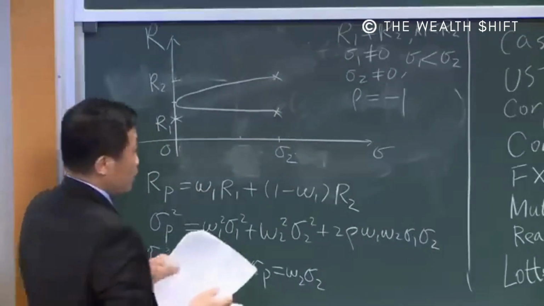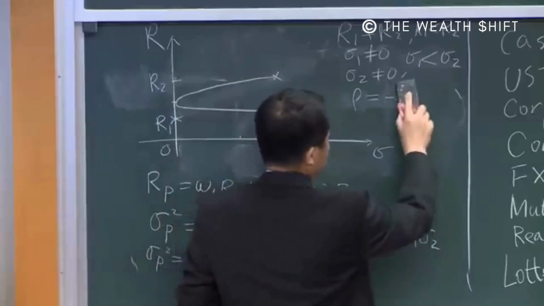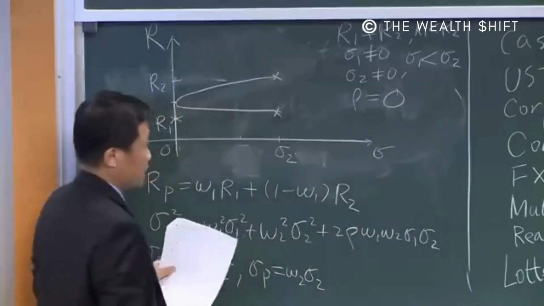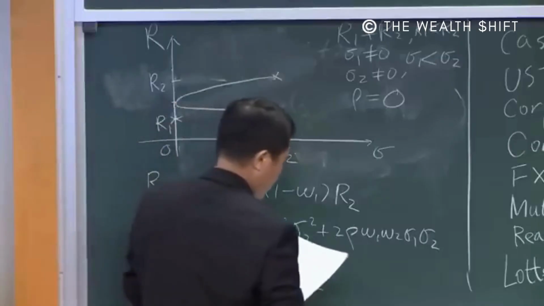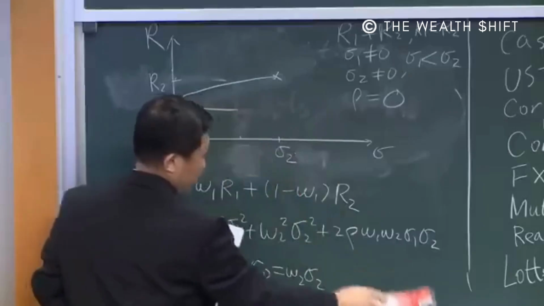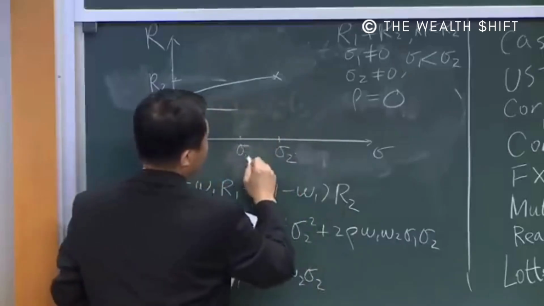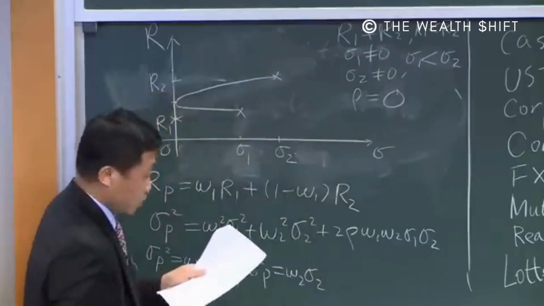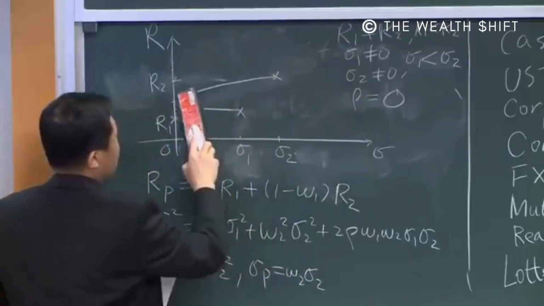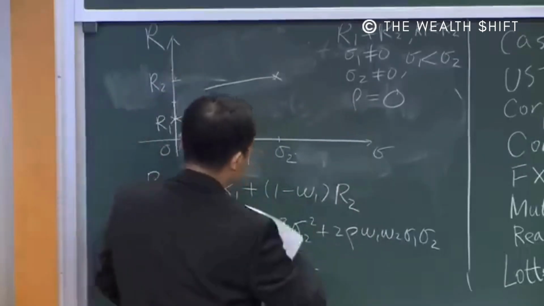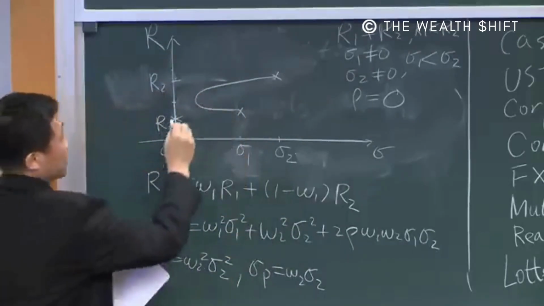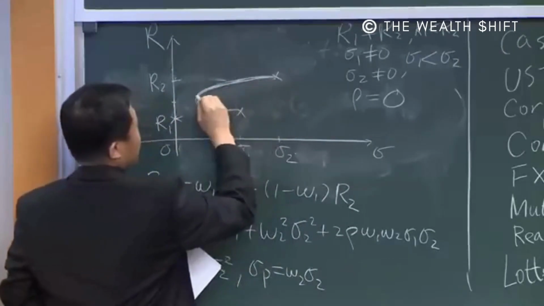And what if rho equals 0? So sigma 1 should be here, okay? So when rho equals 0, the variance can no longer be minimized to 0. So this is your efficient frontier, this part.